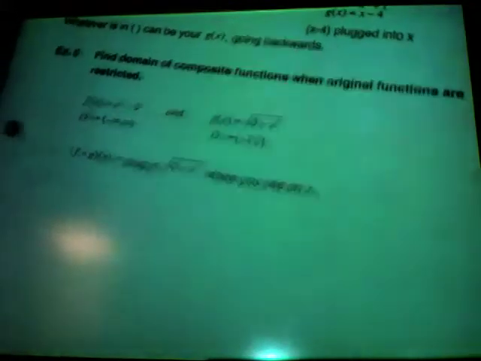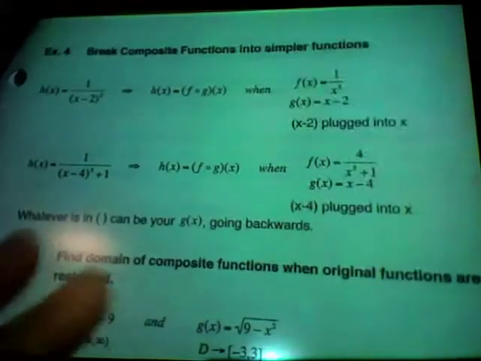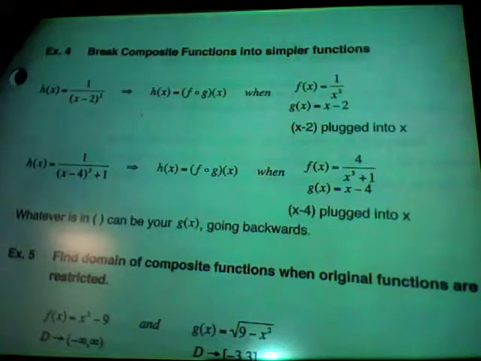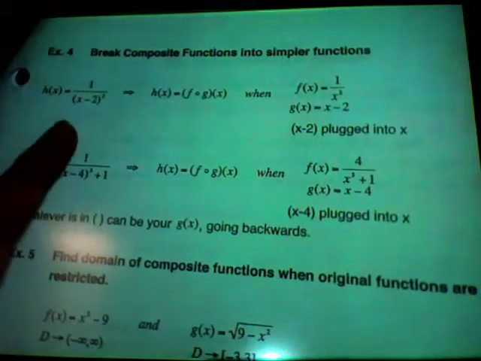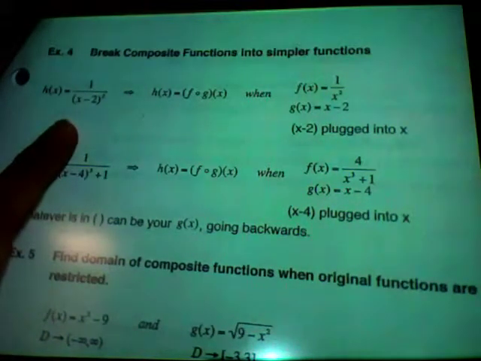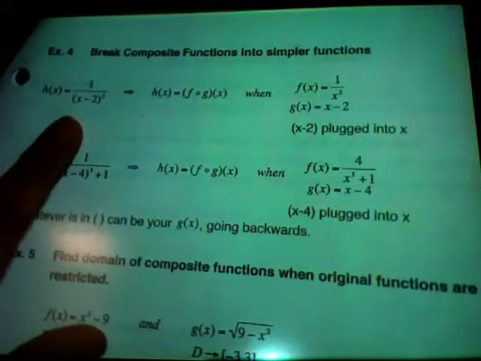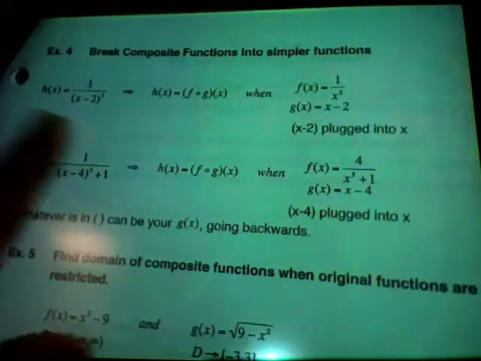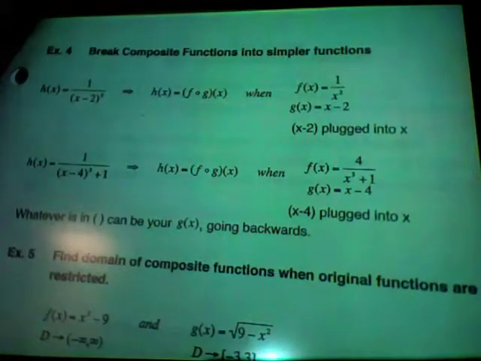All right, so let's look at example 4. We're going to break composite functions into their simpler functions. So if this is h of x, this might blow some of your mind. So if this was h of x, we have to go backwards. All right, so you just came up with the composite functions, right? Now they're giving you the composite function. They want you to come up with the two separate functions that created it.